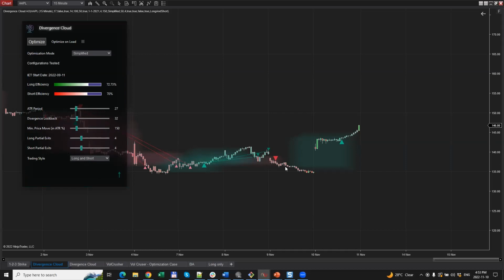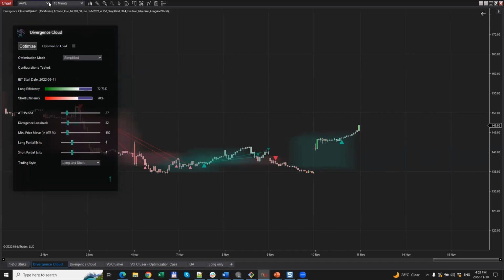And of course, once you get an entry signal, you would consult your statistics, and if they are in your favor, if they're high enough, if they're above your threshold, which you will set for yourself, then you would follow this entry signal. And if they are not, you would ignore it. It's as simple as that. All right, so this was divergence cloud applied to Apple on the 15-minute time frame.